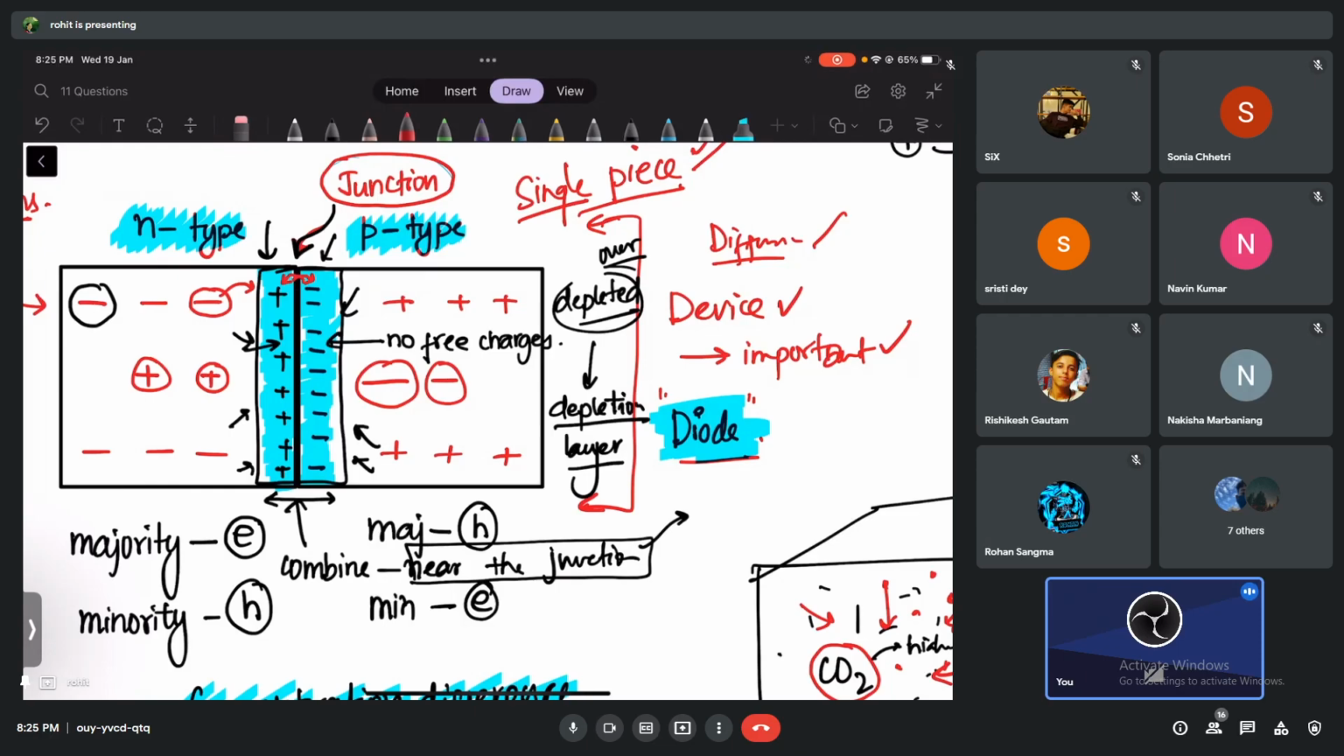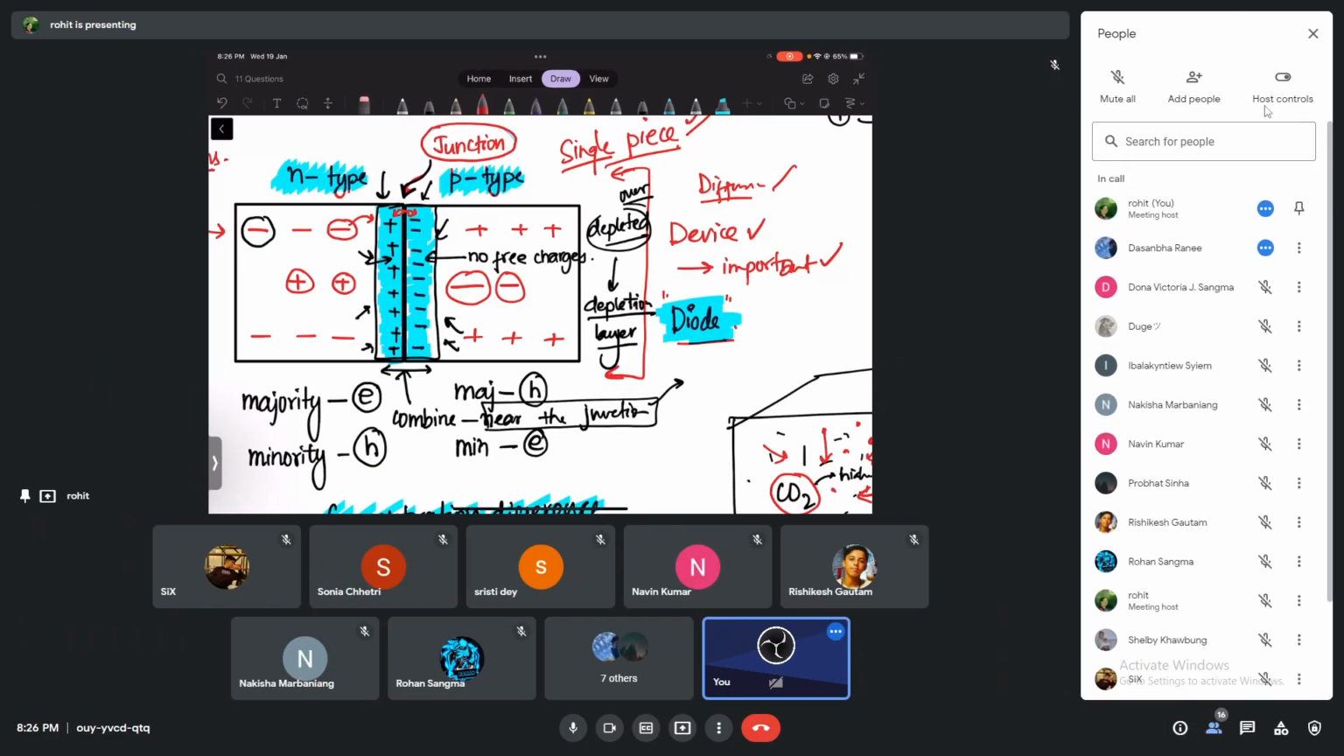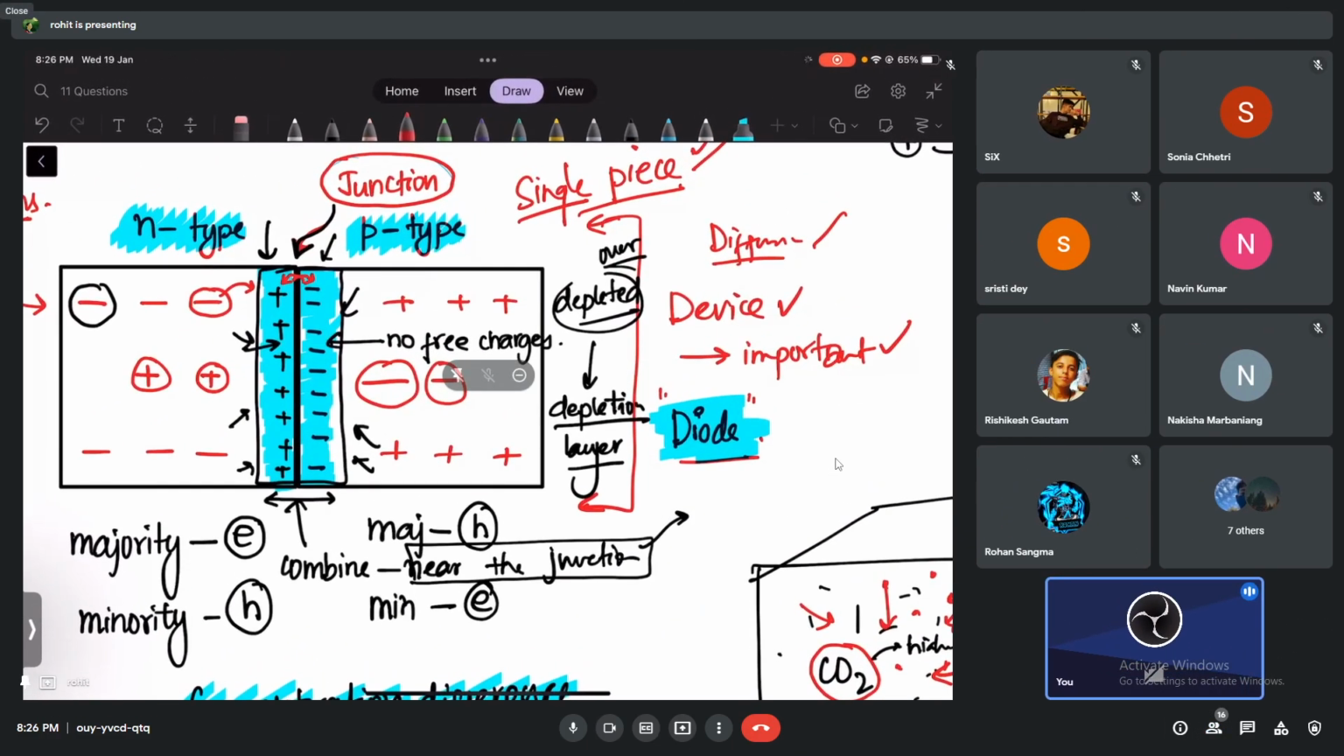Can you understand the diagram, or is the idea clear, all of you? Yes, sir. Okay, Rishikesh is clear. Yes, sir. Nakisa is clear. Nakisa? Rohan? Yes, sir. Okay, Dasanba, I don't know. Is Dasanba listening? Yes, sir. Okay, fine. So till now everything is fine.